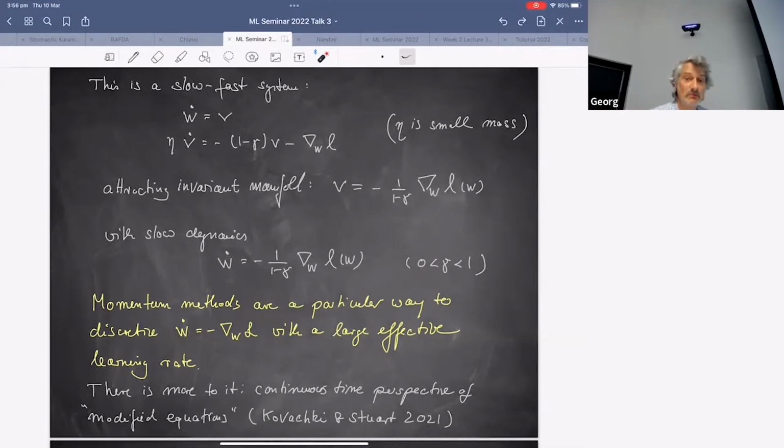Why is learning not better? It's faster. It's only faster. So it's the same, based on the time scale. Think of this as a time scale, 1 over 1 minus gamma, which is larger than 1. That's right.